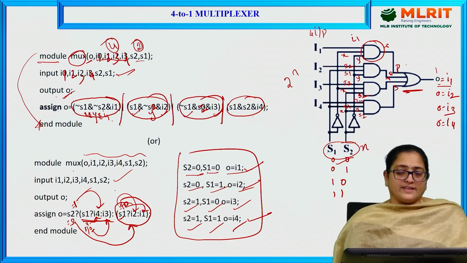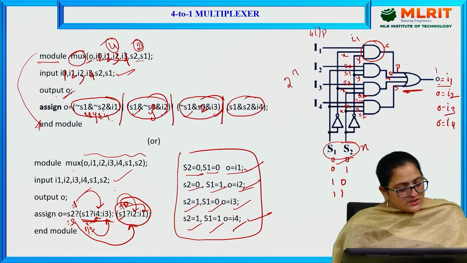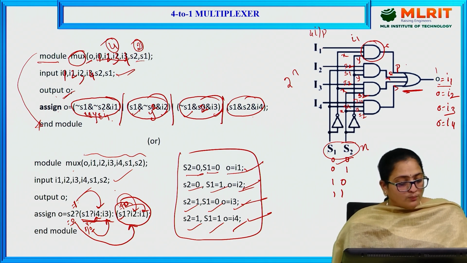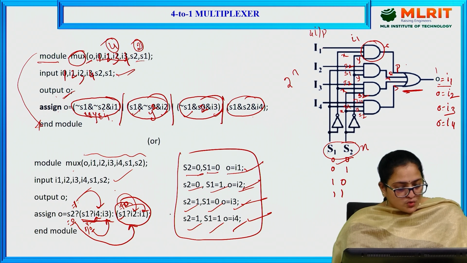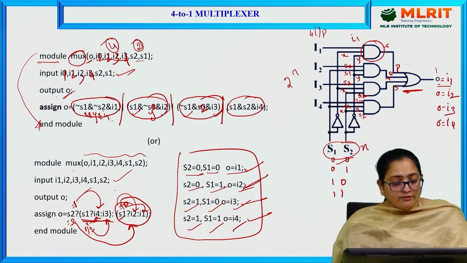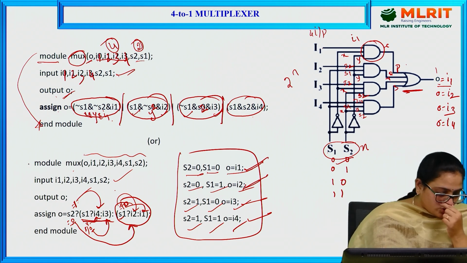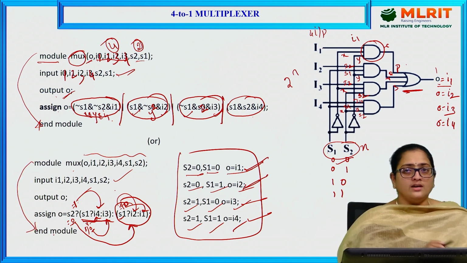First, it checks whether S2 is true or false. If S2 is true, then it checks S1. If S1 is true, it gives an output as I4. If S1 is false, then your output is given as I3. Now, if S2 is false, it checks with S1. If S1 is true, it produces an output of I2. If S1 is false, it produces an output of I1 in O. So, this module has been ended with the endmodule.